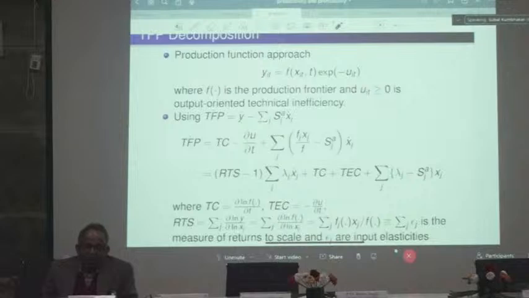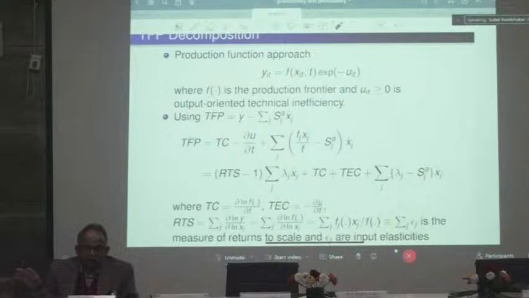But anyway, we just have to do it differently, like what we are doing here. I'm just lecturing, and then you'll see some illustration using a standard. So what is happening is that in order to figure out different components of TFP change, we have to estimate either a production function or a cost function.